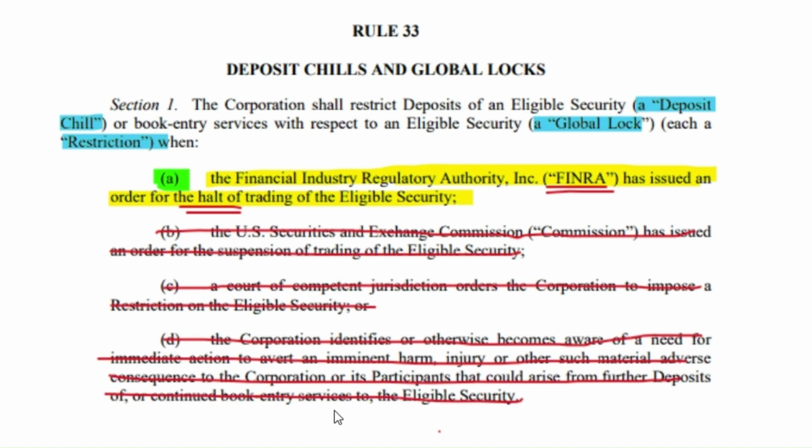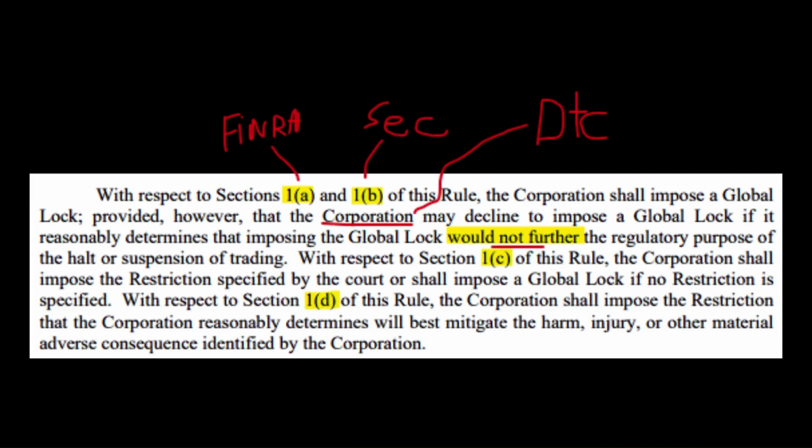This begs the question, how or when will DTC lift their chill and global lock restrictions? Section 1 goes on to state when the DTC, referred to as the corporation, would or would not impose a global lock, stating, with respect to Sections 1A and 1B of this rule, the corporation shall impose a global lock. Provided, however, that the corporation may decline to impose a global lock if it reasonably determines that imposing the global lock would not further the regulatory purpose of the halt or suspension of trading.